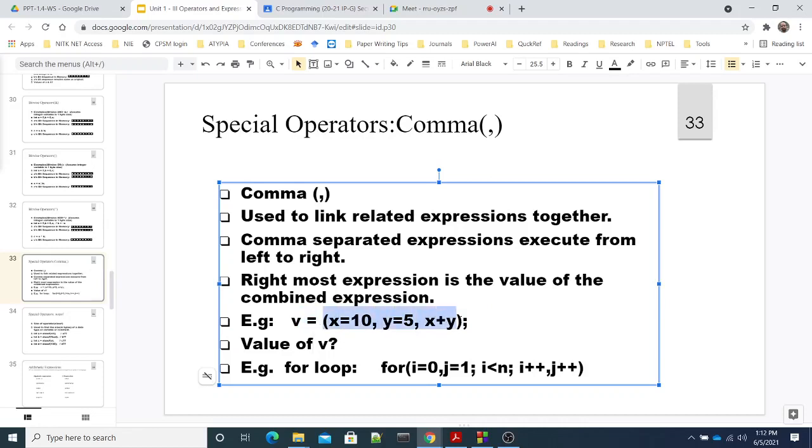I told you this is the RHS expression completely, and it has several subparts. So in this sequence, this will be executed first. So x gets the value 10. Second, this will be executed. y gets the value 5. Then x plus y is computed. x plus y is what?